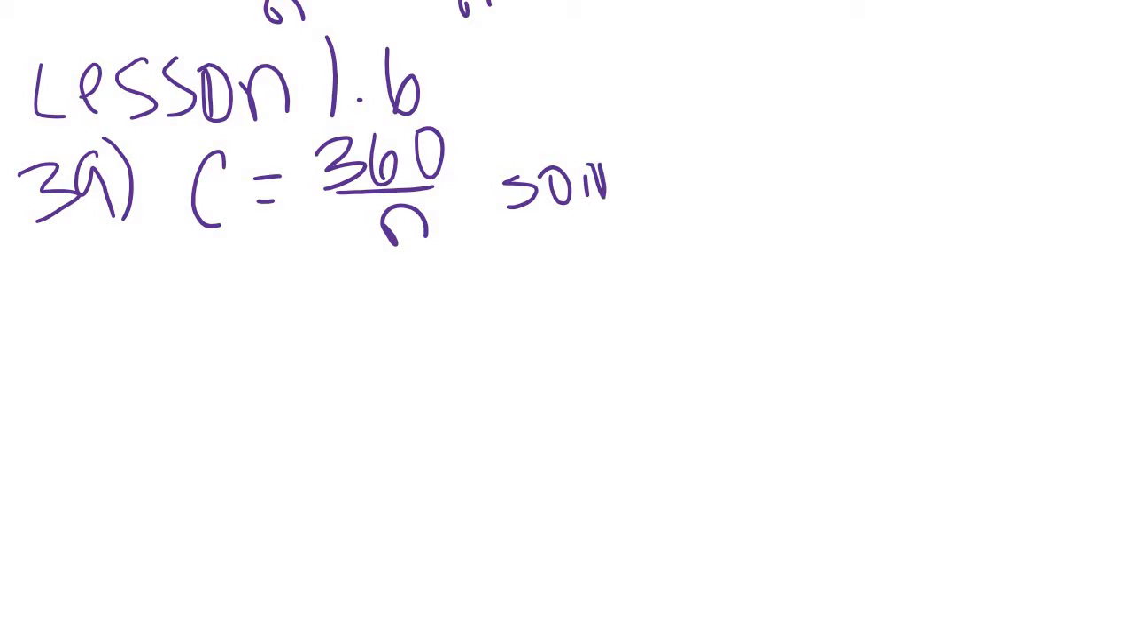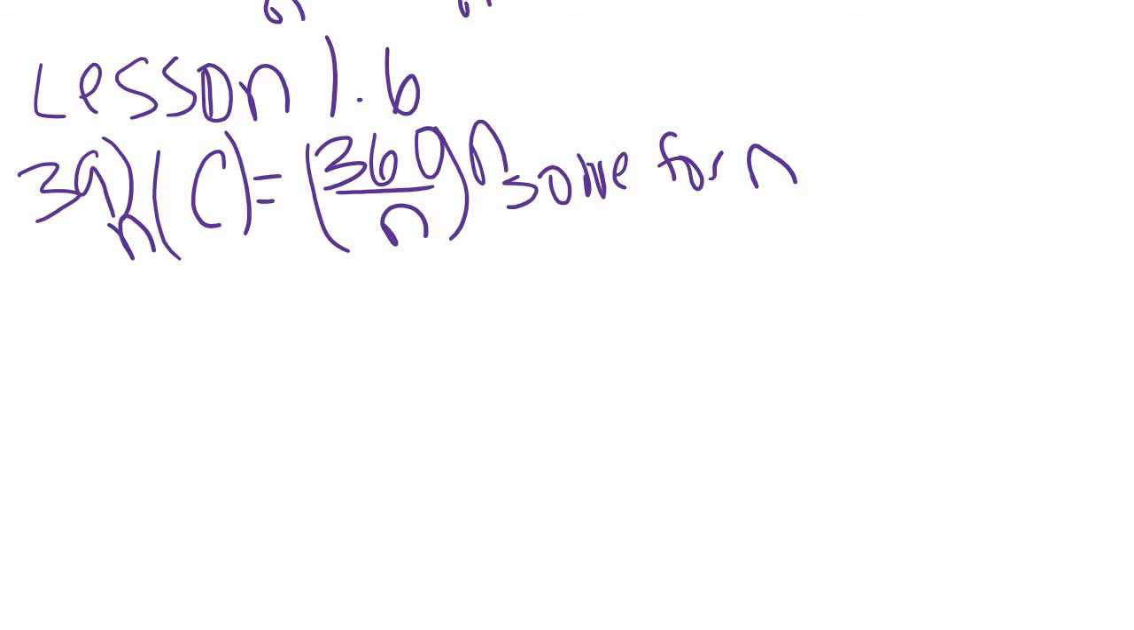All right, so 39 says C is equal to 360 over n, and they want us to solve for n. Well, the first thing I'm going to do, because it's getting really uncomfortable here, is get rid of that fraction. I hate them. They make me uncomfortable. So if I have an n on the bottom, in order to get rid of it, I have to put it on the top. When I do to one side, I do to the other. So C times n on the bottom, and n on the top. Those cancel out, and I'm left with 360.